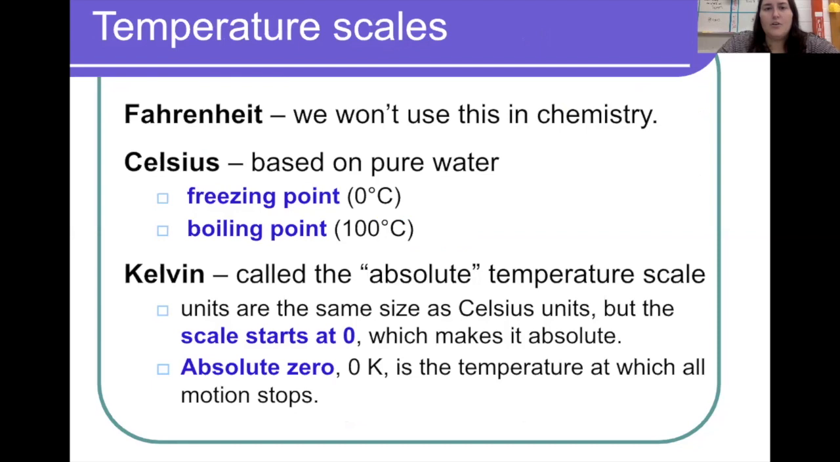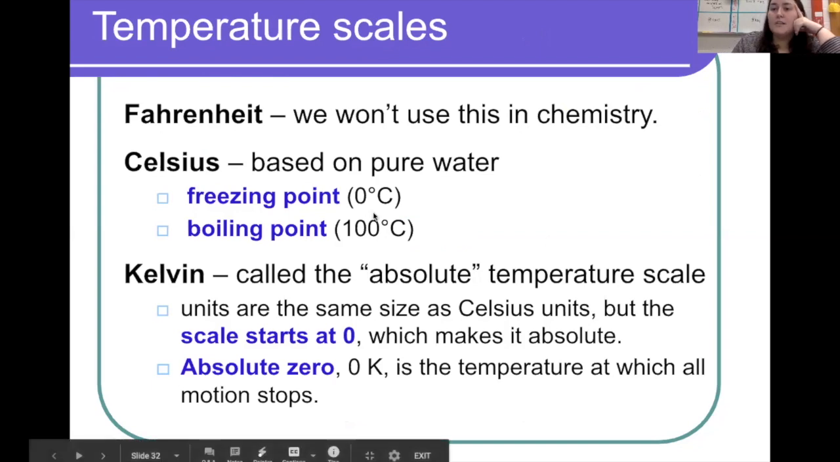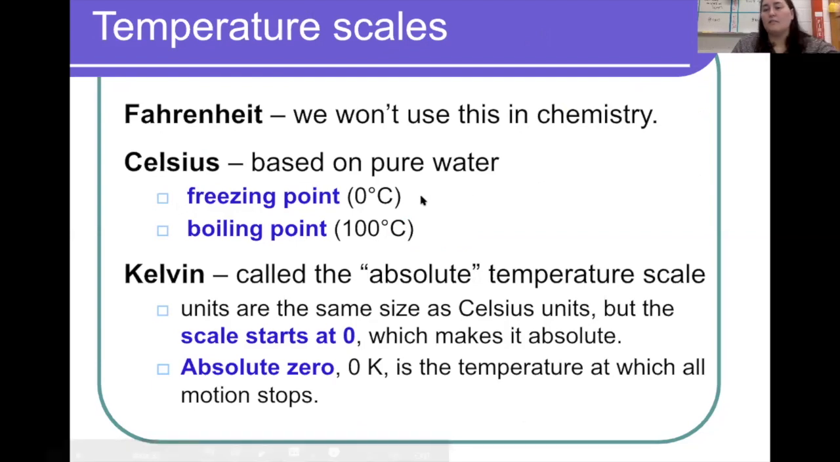We're going to talk about the different types of temperature that we use in chemistry. Fahrenheit, which even in America we don't really use, so we aren't going to use it in chemistry either. But there are ways of converting between Fahrenheit to Celsius, Celsius to Kelvin, etc. Celsius is what we use consistently. It's based on pure water: the freezing point is 0 degrees Celsius and the boiling point is 100 degrees Celsius.